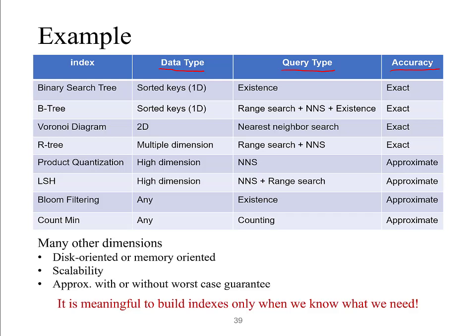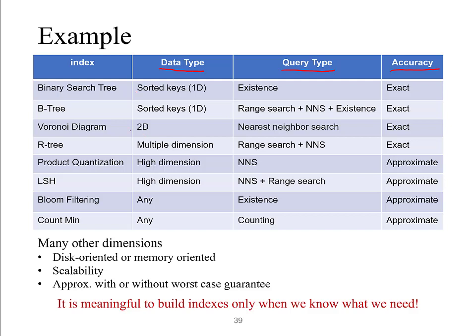And it is only meaningful to build an index when we know what we need, or what we're going to do in data analytics. For example, for sorted keys, we have the binary search tree, but it only supports the existence query. We have the B tree or B plus tree, which supports range search, nearest neighbor search, or existence query as well.